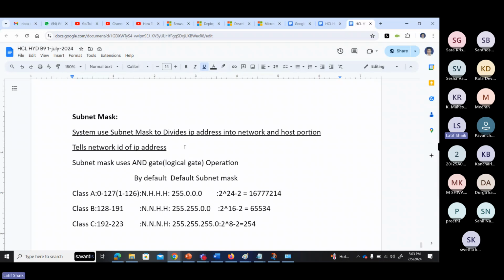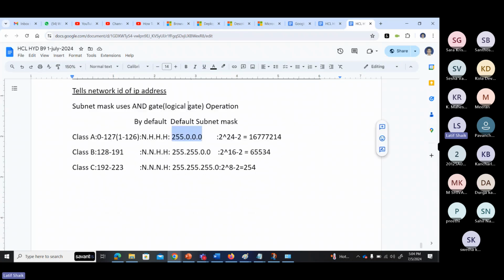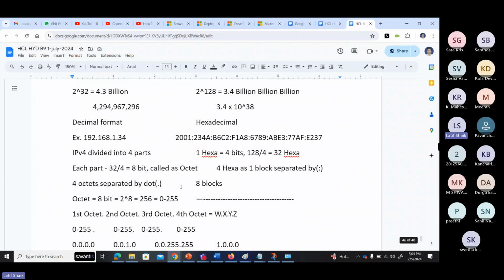The default subnet mask for class A is 255.0.0.0. Default subnet mask for class B is 255.255.0.0. Default subnet mask for class C is 255.255.255.0.